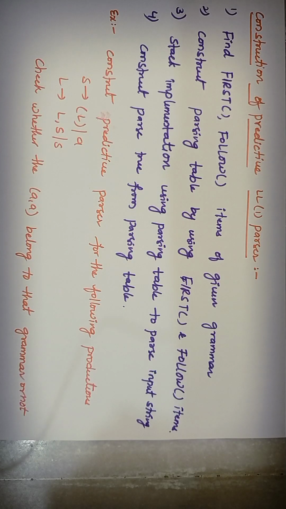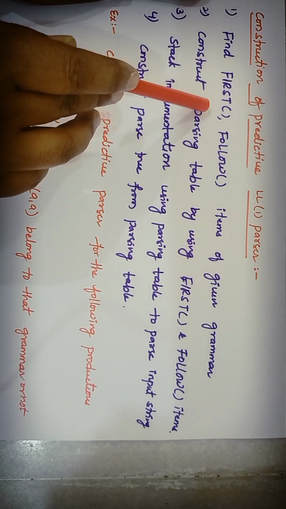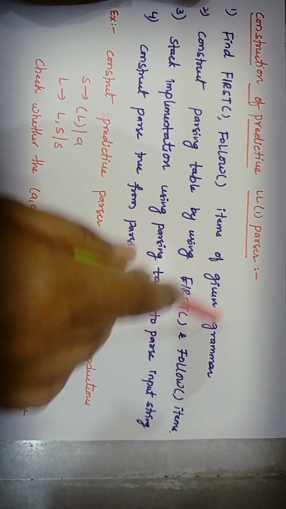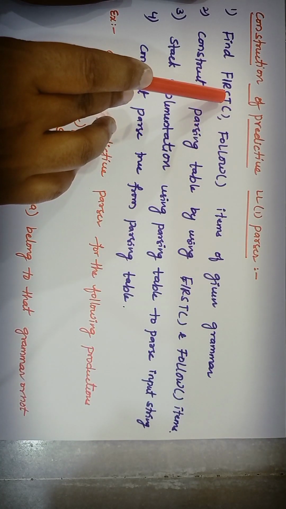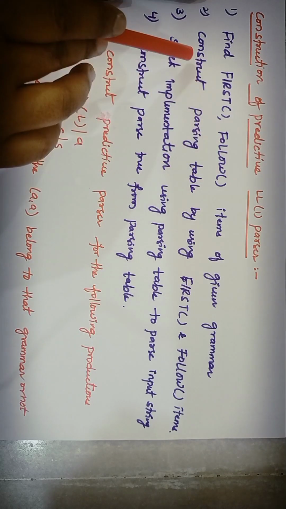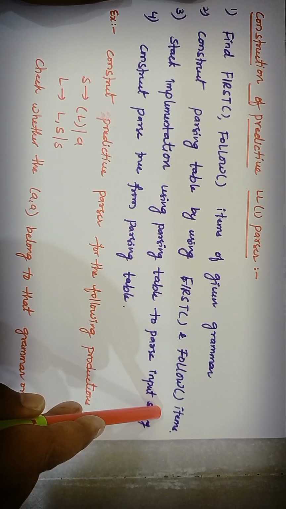For construction of a predictive LL(1) parser, these are the steps. The first step is to find first and follow items of the given grammar. For every non-terminal in the given grammar, we have to find first and follow elements. Next, construct the parsing table by using first and follow items.